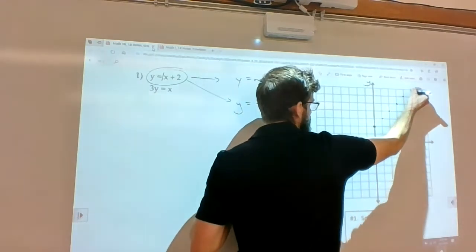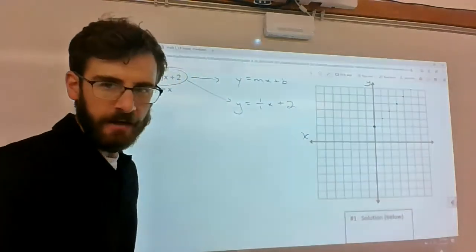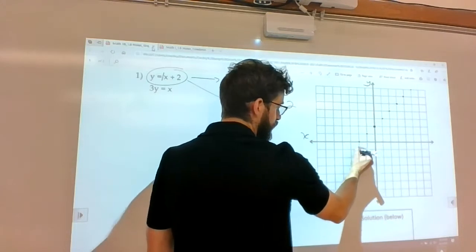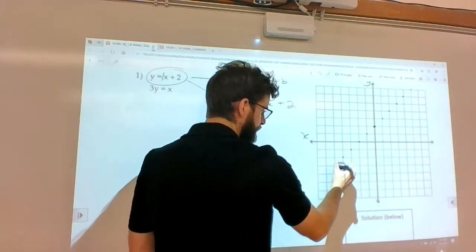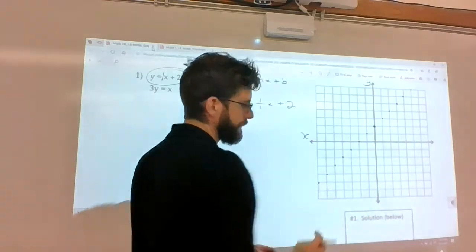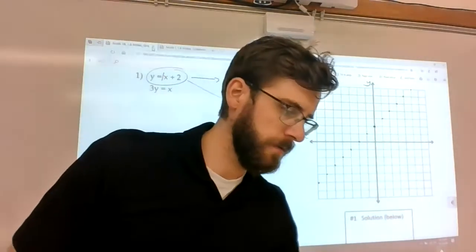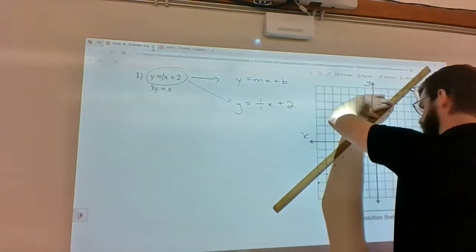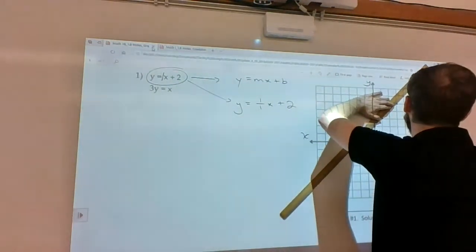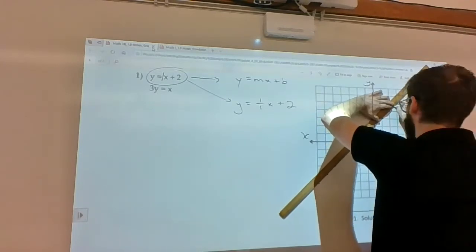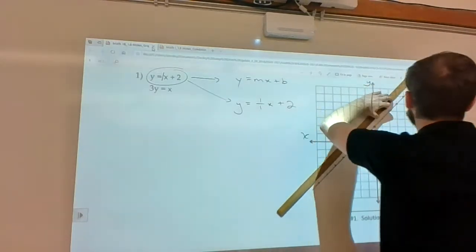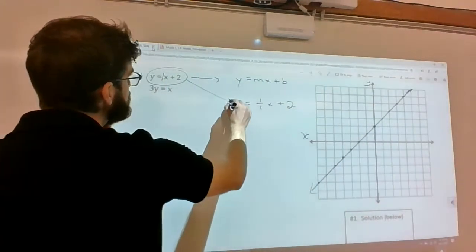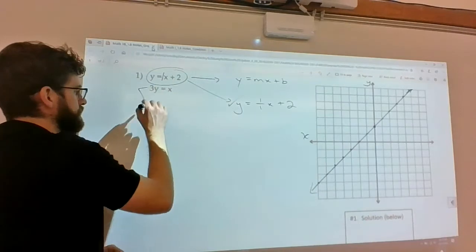And I just suggest you do that as many times as you can on a piece of graph paper. You can also go down 1, left 1. All right. Then you graph the line. Handy dandy ruler. Check. Second one.